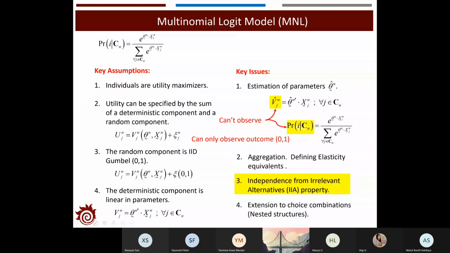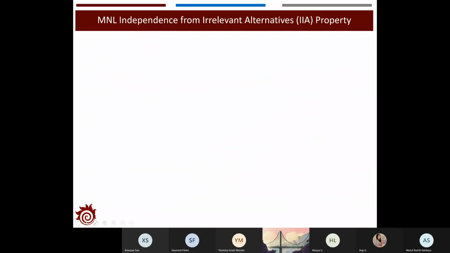The third point we want to address is the independence from irrelevant alternatives property. That's the one we assumed for the multinomial logit model. We have to assume that the modes are independent of each other, and if they are not, we cannot apply the discrete choice model directly. Instead, we have to consider some extensions of that model or a different method like the probit model. So let's look at more details about the IIA property.